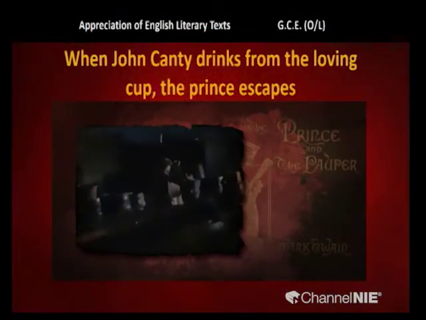What is the next event? Tom and Elizabeth drink from the loving cup. Both Tom and Elizabeth are willing to drink from the loving cup, and the mood here is celebratory. They enjoy it. But John Canty was angry and he was forced to drink from the loving cup. When John Canty drinks from the loving cup, the prince escapes. Again, we can remember the scene. Go to the video clip and notice his mood.